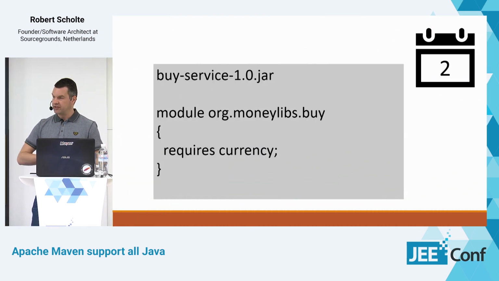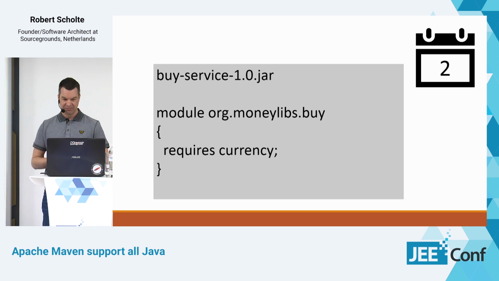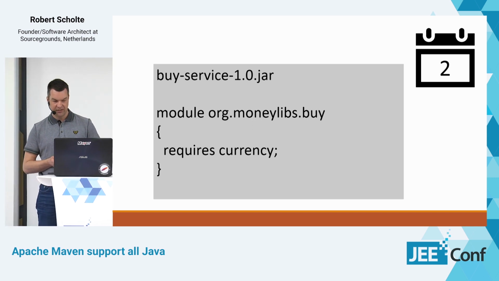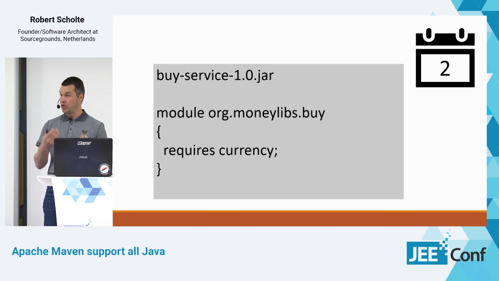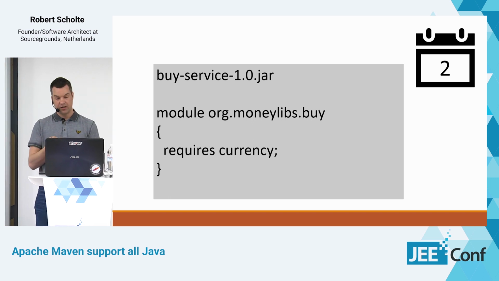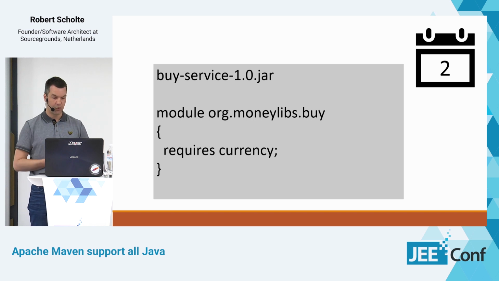We want a buy service, and this buy service says, okay, we're in the Java 9 world, so let's add a module descriptor. And it knows here that it wants to use this currency library, but because it doesn't have a module name yet, it says, okay, I'm going to use the name of the file as the module name. So it says here requires currency.